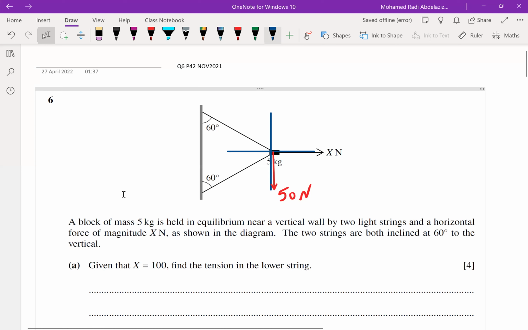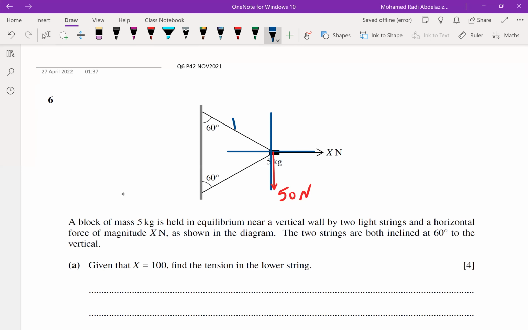This is not a particle, this is a block. So I will name this tension 1 and this tension 2. It makes an angle 60 degrees by using alternate angles. So this angle will be 60 degrees and this angle, same, will be 60 degrees. So you can use it to resolve the force T1: T1 cosine 60 and T1 sine 60. And the tension 2: T2 sine 60 and T2 cosine 60.